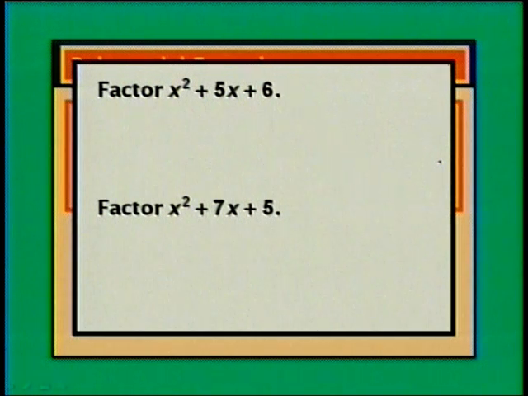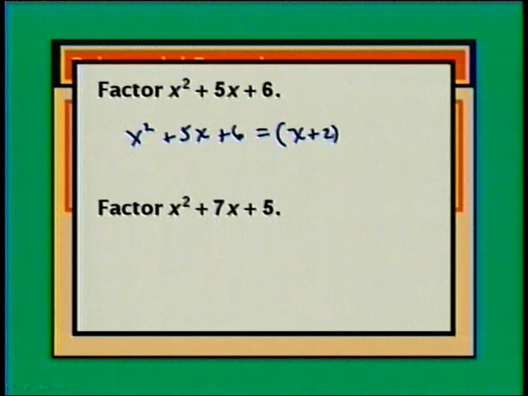Are there integer factors of 6 that add to 5? Well, of course there are, 2 and 3. So x squared plus 5x plus 6 factors into x plus 2 times x plus 3.